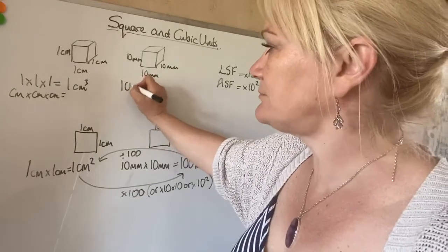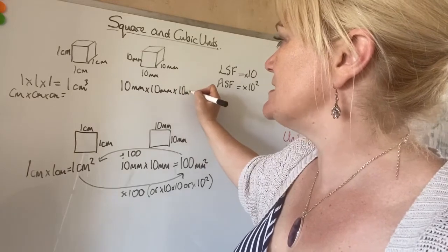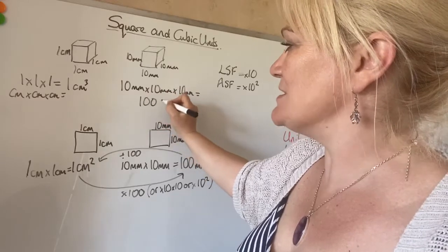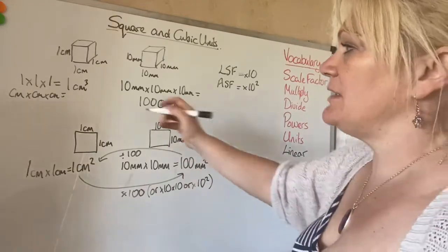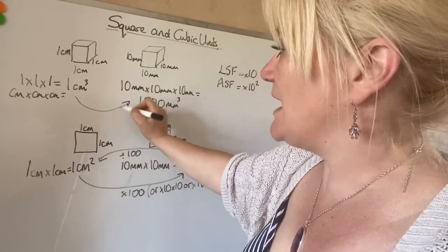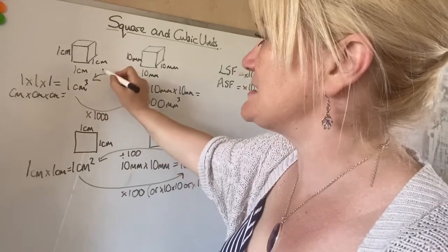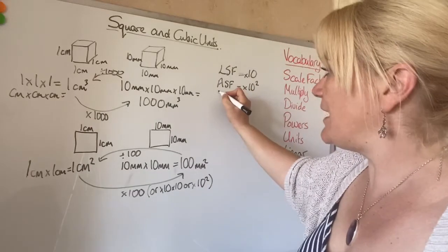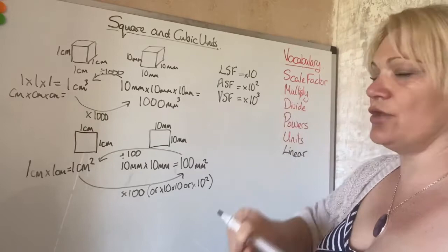Over here, my 10 millimetres times 10 millimetres times 10 millimetres gives me 1,000 millimetres cubed. So for my volume, I'm going to have to multiply by 1,000, or to go back from millimetres to centimetres, I'm going to have to divide by 1,000. So my volume scale factor is times 10 cubed.